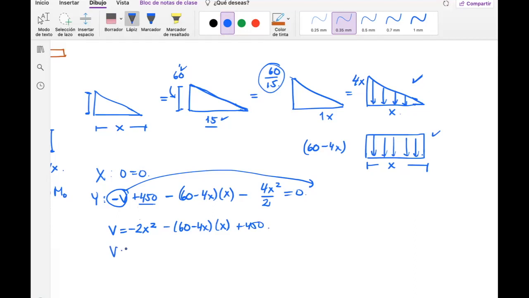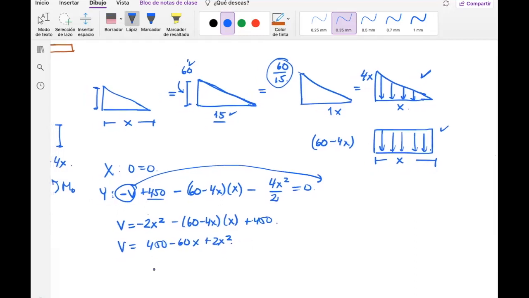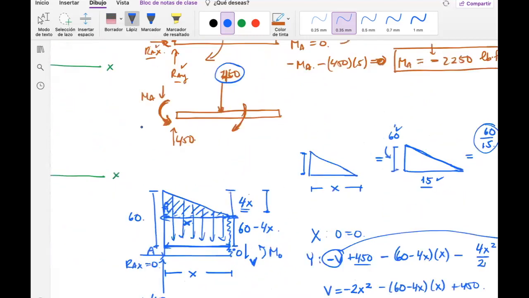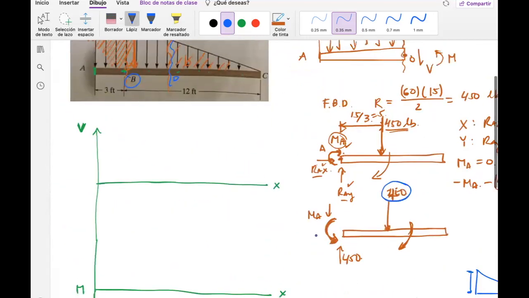Long story short, once you do algebra, you can do algebra. If you don't want to do algebra, it's fine. This will give you 450 minus 60x plus 2x squared. So this is a parabola that opens like this, concave up. And now what we need to do is calculate it at 3, because point B is located at 3 feet.